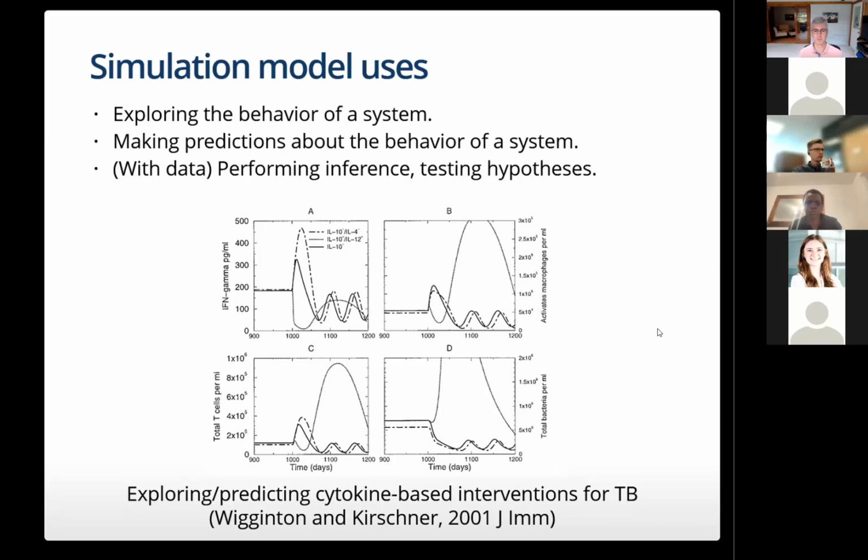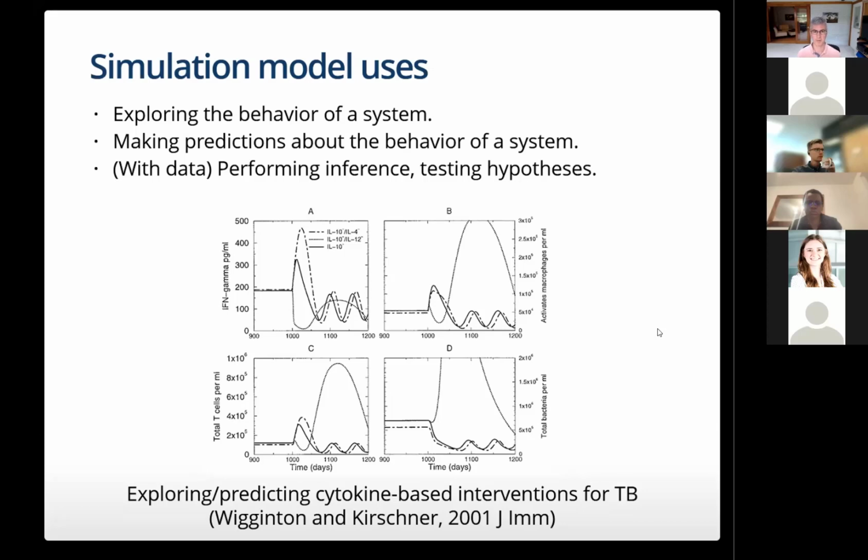Here's an example from a published paper, 20 years old now, where the authors built a model for TB within host. I'm not showing the model here. It was of intermediate complexity, definitely more complex than the kinds of models we'll be looking at. They used it to explore or predict what would happen if they knocked out certain cytokines in their model. In panel A, you see these different lines with IL-10, IL-4, IL-12. These are always knocked out in the simulation.